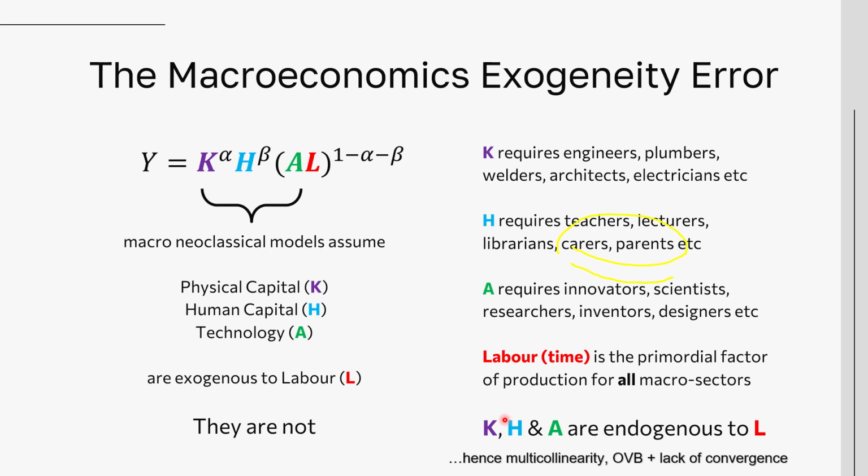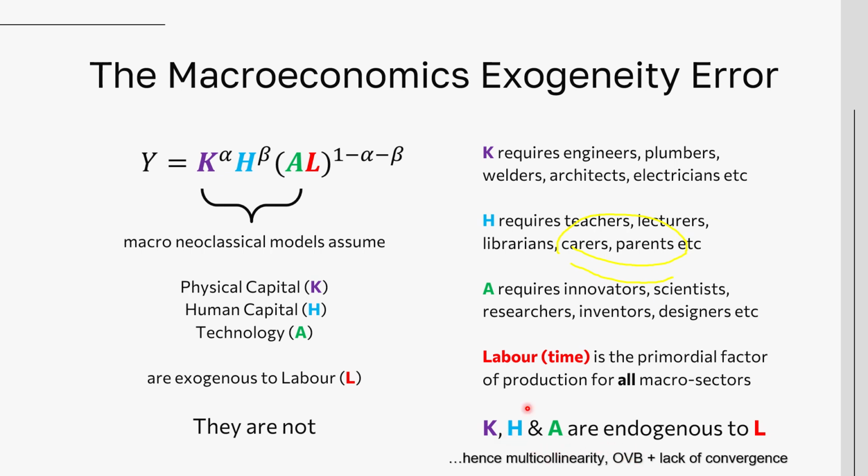And this would explain why the Solow Swan model typically comes with quite a bit of multicollinearity, because essentially as you get more workers per capita, more of them can be allocated towards physical capital, human capital, and technology. It also explains the omitted variable bias that we get with the Solow model, because effectively you're omitting the labor time allocated to these factors.